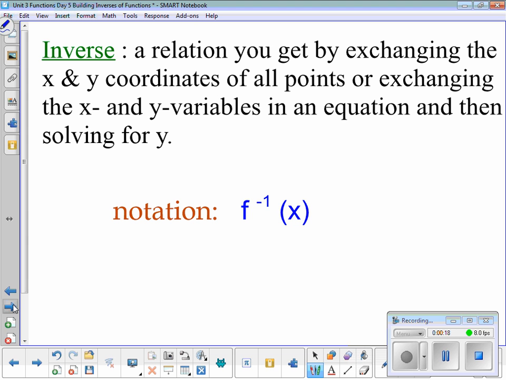Okay, so the first thing we're going to talk about is an inverse. An inverse is a relation you get by exchanging the x and y coordinates of all points, or exchanging the x and y variables in the equation and then solving for y. So this is the notation. The little -1 stands for f inverse. Okay, so f inverse of x is just the inverse function of f of x.